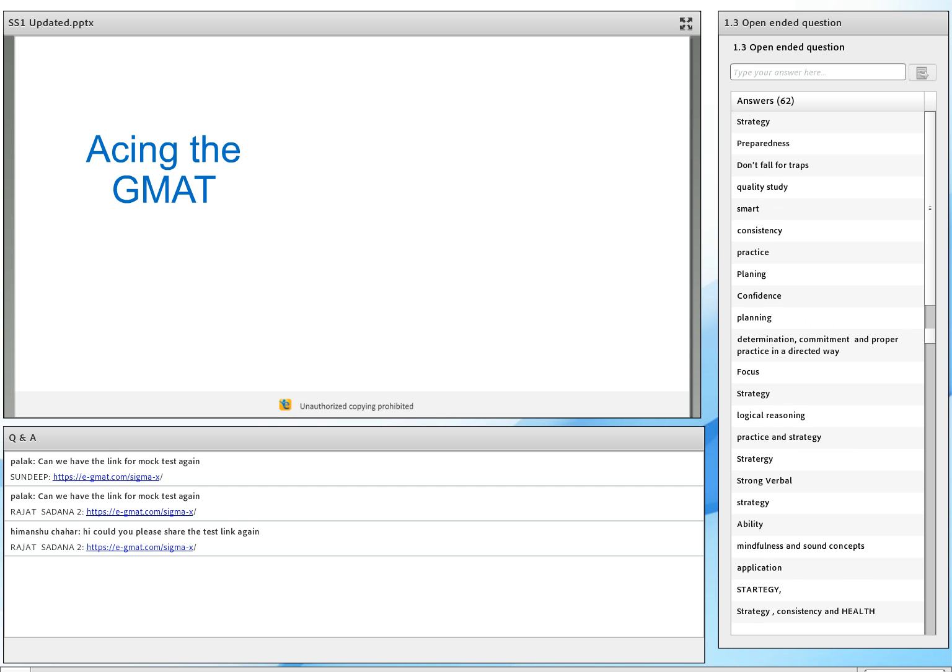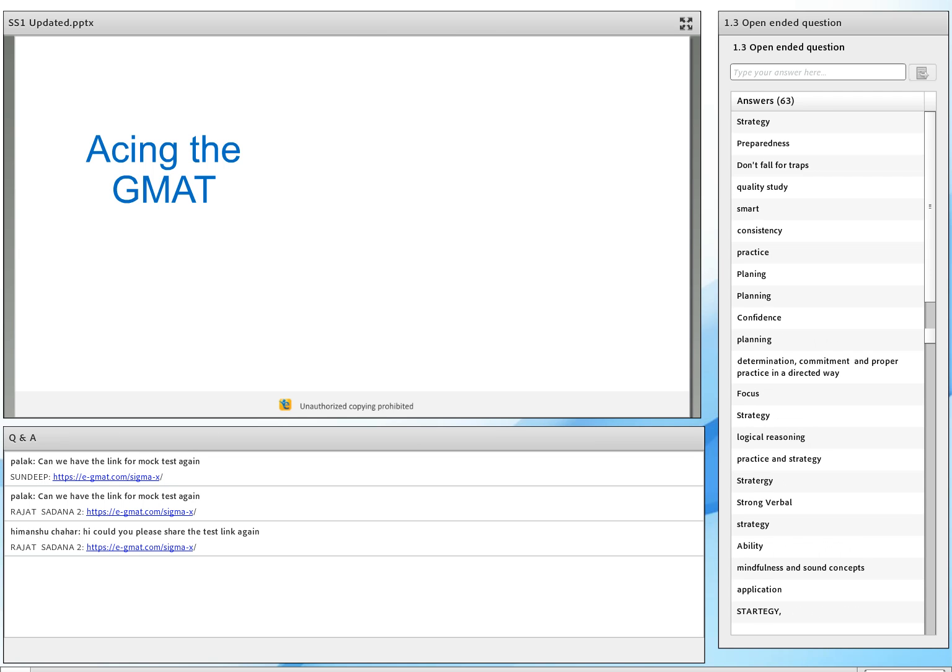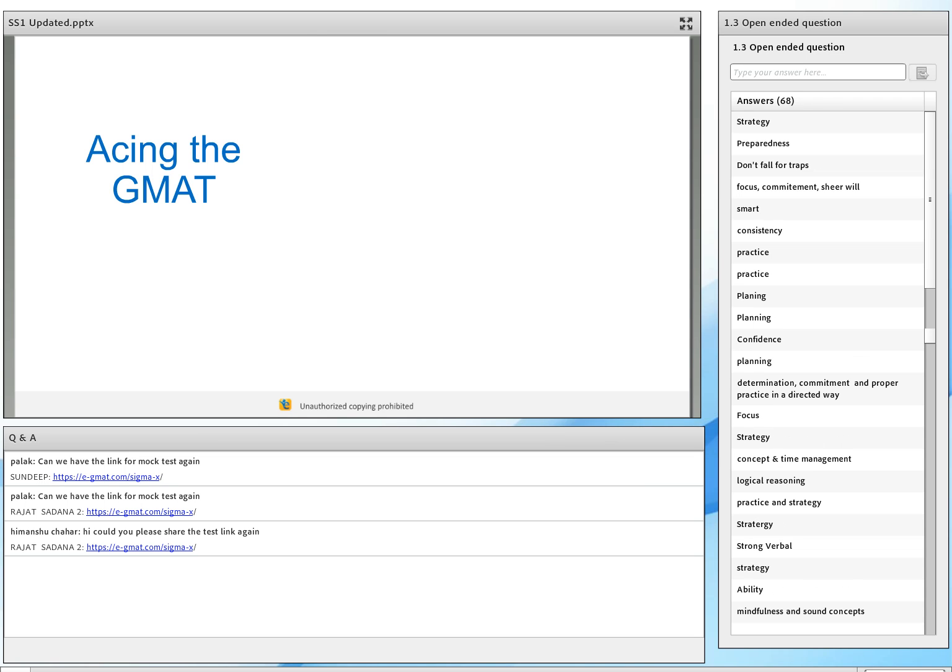All right. So strategy, preparedness, don't fall for traps, quality study, consistency, logical reasoning, strong verbal. Okay, that's probably a more isolated case. Approach to questions and time management. What you really see over here is a variety of responses, and all of them are important in the context of the GMAT, but they seem to be all over the place.